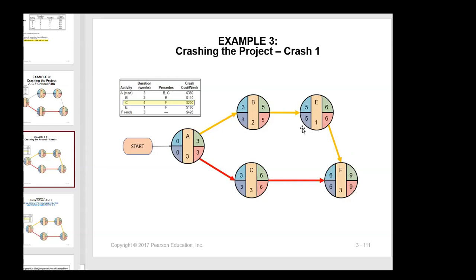And backward process completes everything. 9 minus 3, 6. 6 minus 3 is 3. 3 minus 3 is 0. And here, 6 goes here. 6 minus 1, 5. 5 minus 2, 3. 3 minus 3 is 0.